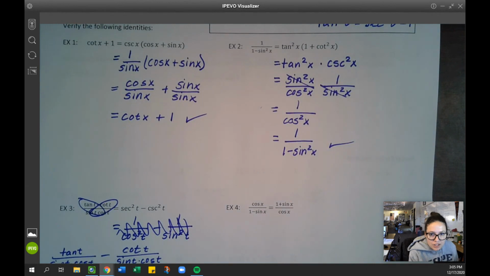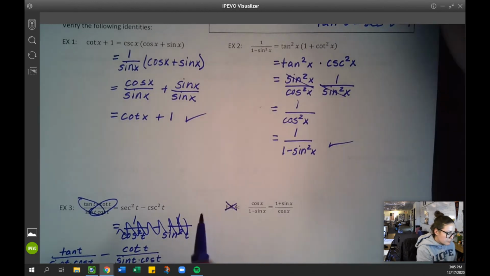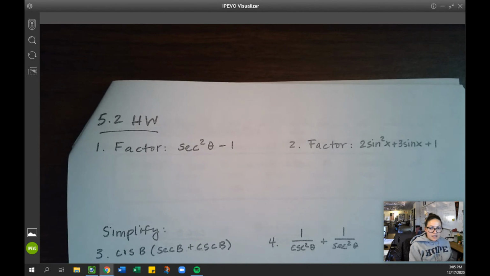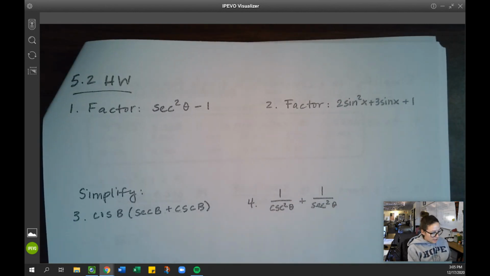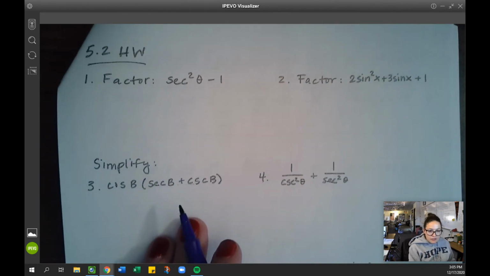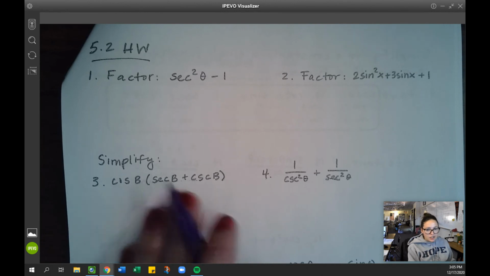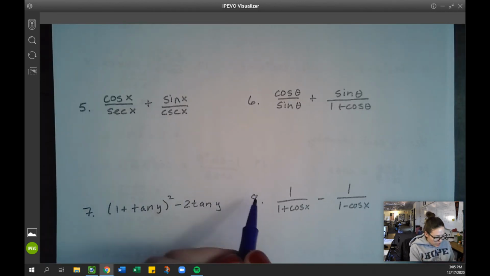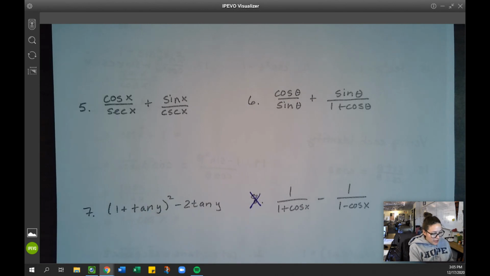Numbers 1 and 2 are more at the level of what you're going to see in the homework and what I would expect you to be able to do on your own. We are not going to worry about example 4 today. So the homework is just more practicing with simplifying. Simplifying just means you're combining stuff together. You can skip number 8. Don't worry about doing number 8.